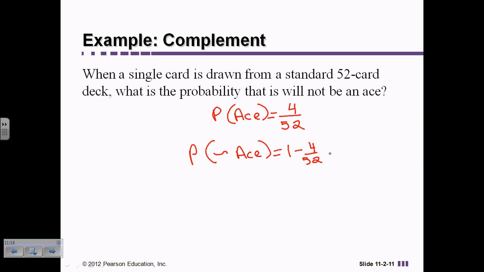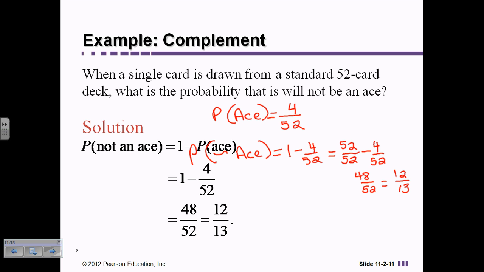And in order to subtract that, of course, you've got to have a common denominator, so it would be 52 over 52 minus 4 over 52. So the probability that it's not an ace is 48 out of 52. And then we always want to reduce our fractions, so that reduced would be 12 out of 13. So the probability that we do not draw an ace would be 12 out of 13.